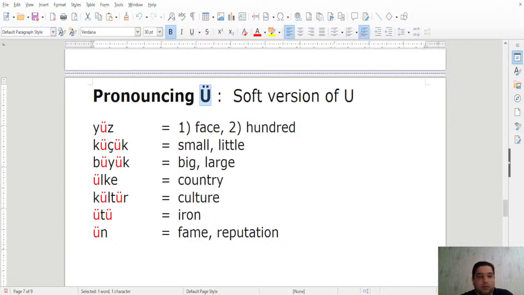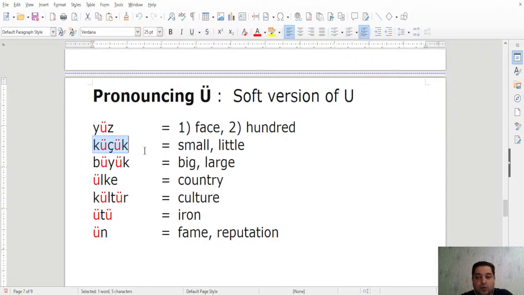So we pronounce it as Ü, not U, but Ü. The alphabet name is Ü. And when it comes to word examples, we have, for example, yüz, which means face or 100. It's a homonym for different words. Yüz, not yuz, but yüz.